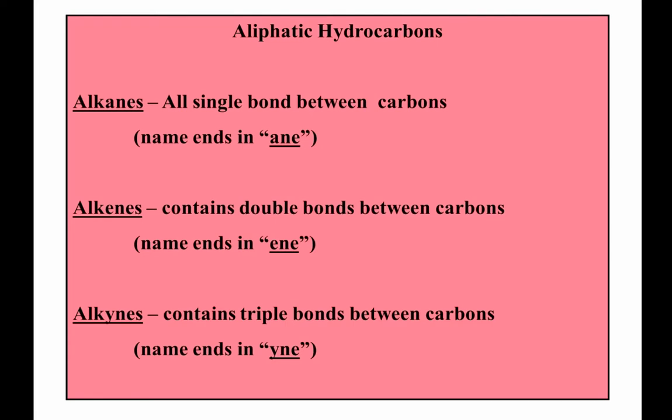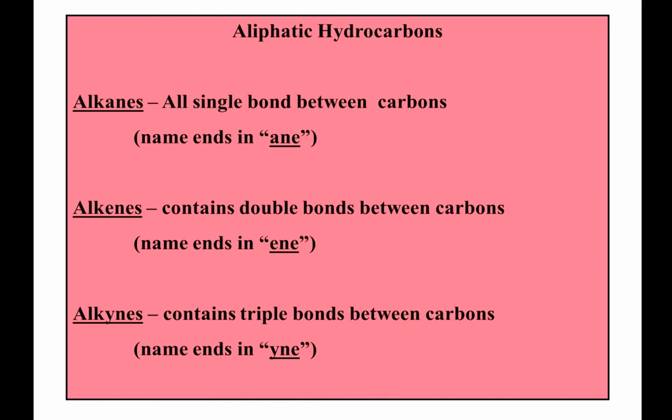Aliphatic hydrocarbons fall into 3 major categories. Aliphatics mean chained hydrocarbons. Alkanes have all single bonds. The name for any alkane ends in ane. For example, methane, ethane, propane, etc. Those straight chain carbons that have double bonds are referred to as alkenes. Alkenes end in ene. For example, propene, butene, octene, etc.